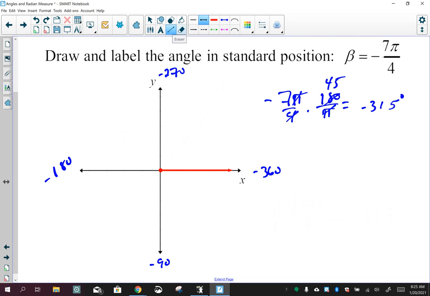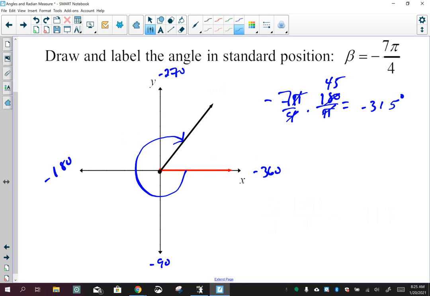So I'm going to start here. And then 315 is negative 270 plus 45. So we go all the way around and we end here. So when you draw your arrow, you have to make sure we start from your initial and go all the way around, and you stop right there. And that is going to be your negative 7 pi over 4.